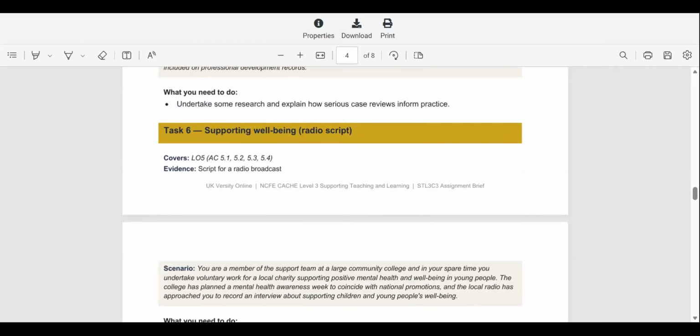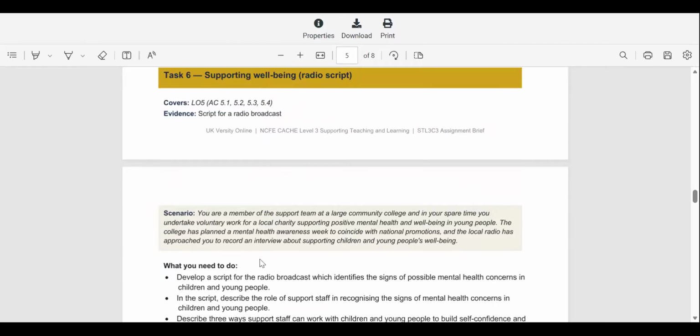The last one is task 6, which is supporting wellbeing radio script. And that covers learning outcome 5, AC 5.1, 5.2, 5.3, and 5.4. Evidence a script for radio broadcast.